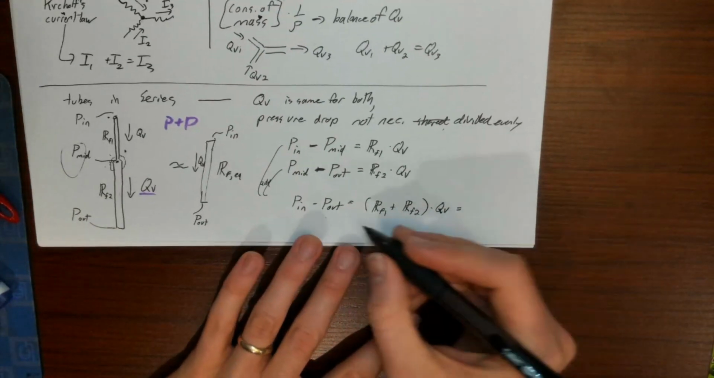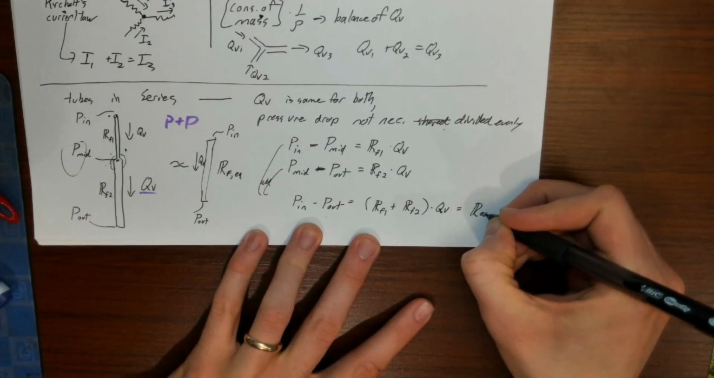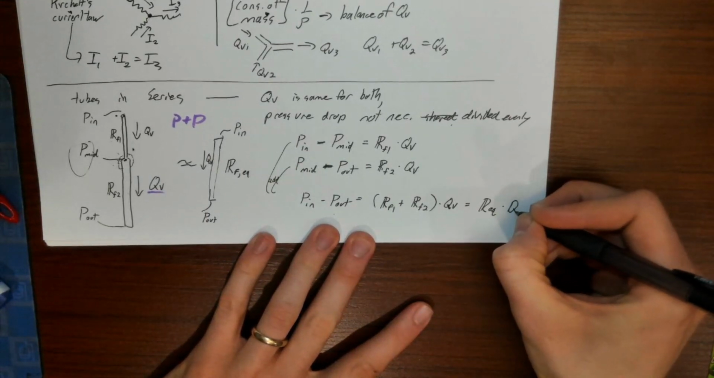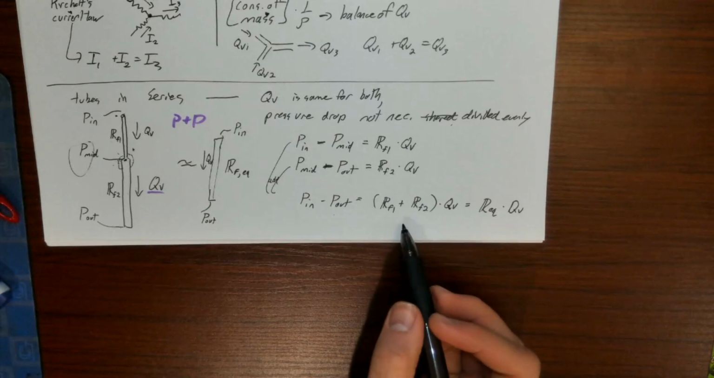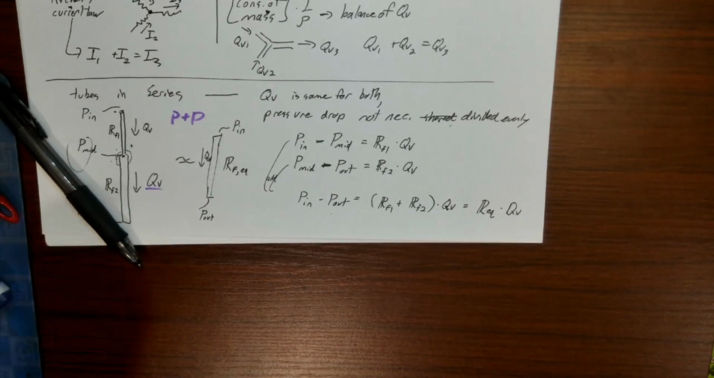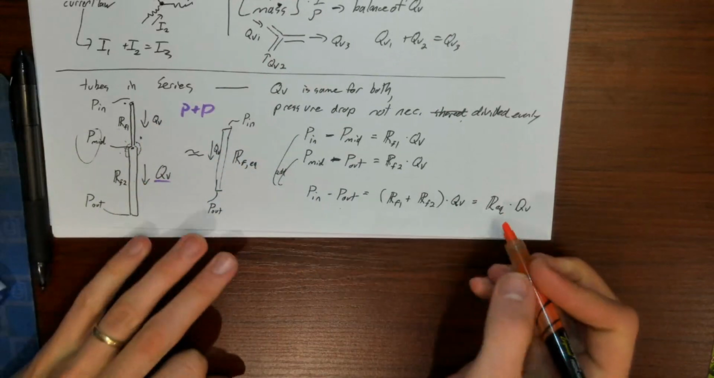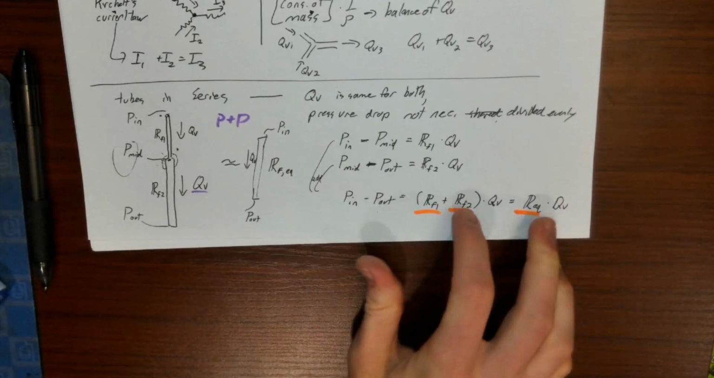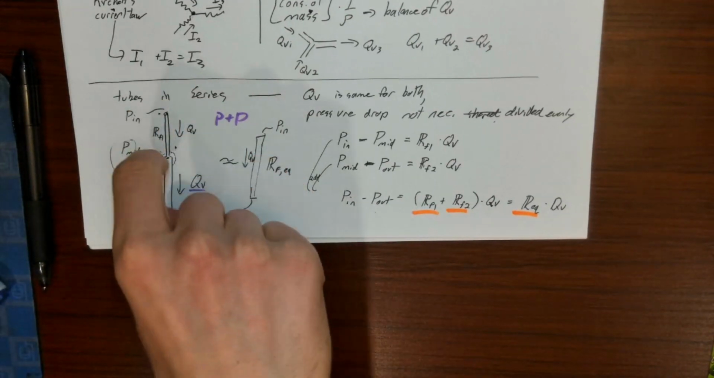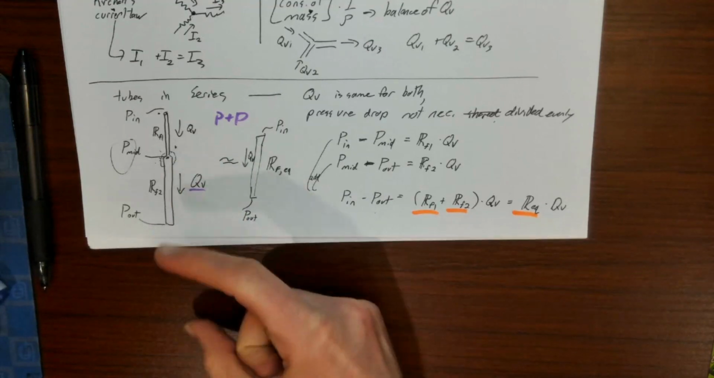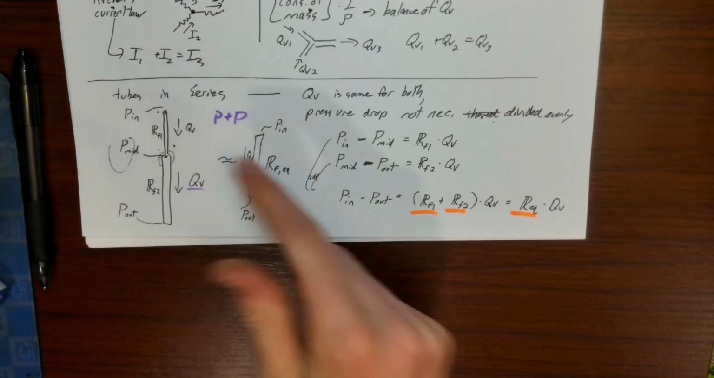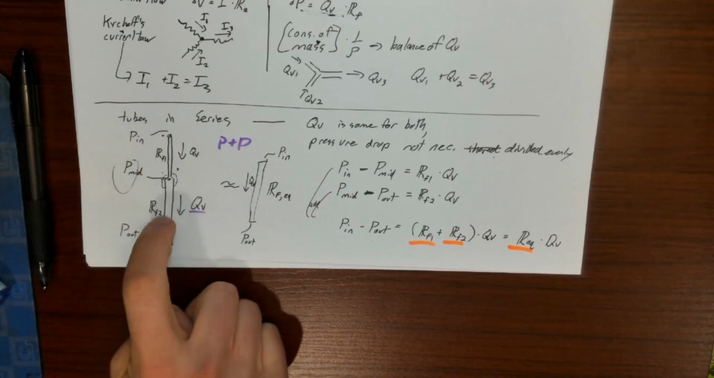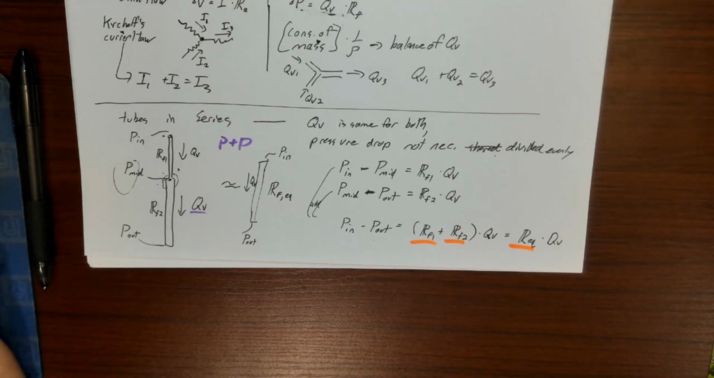Or equivalently, I could say that this is equal to some equivalent resistance of resistors 1 and 2 times the volumetric flow rate through the system. So what is this saying? This is saying that if you combine tubes in series, their fluidic resistances add up to give you the equivalent resistance. And this makes sense to us, right? If I take some tube and make that system much longer, then it's going to require more pressure to drive the equivalent volumetric flow rate. So for tubes in series, you add the fluidic resistances to get an equivalent resistance.